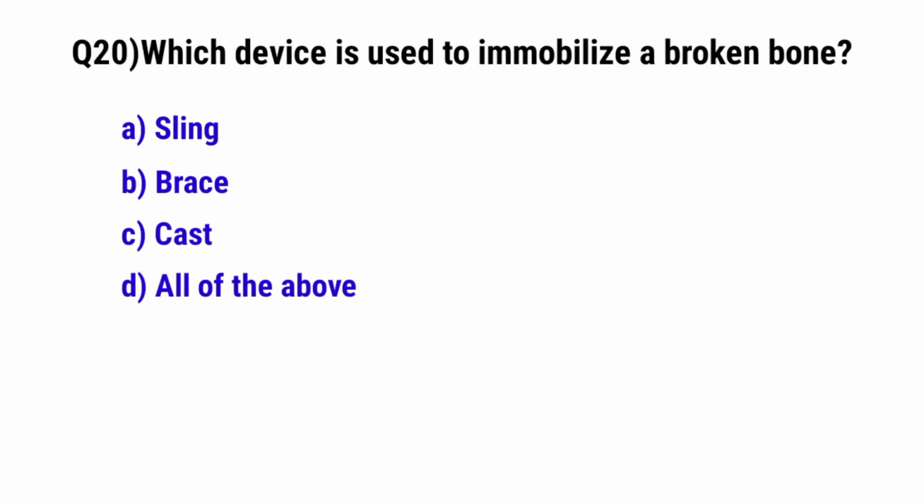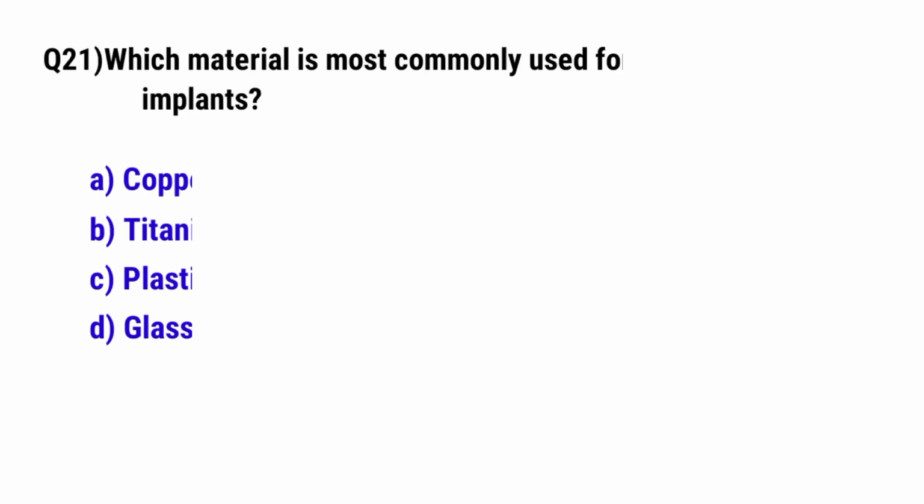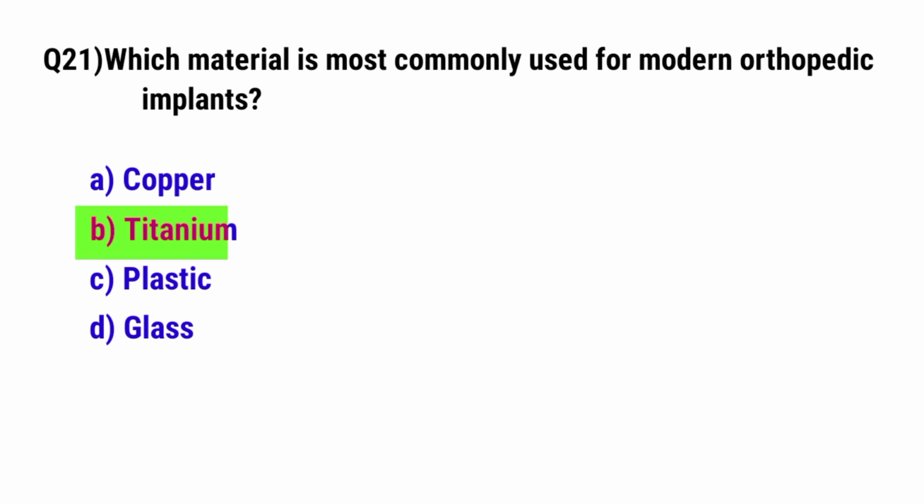Question number 20. Which device is used to immobilize a broken bone? The correct option is D. All of the above. Question number 21. Which material is most commonly used for modern orthopedic implants? The correct option is B. Titanium.